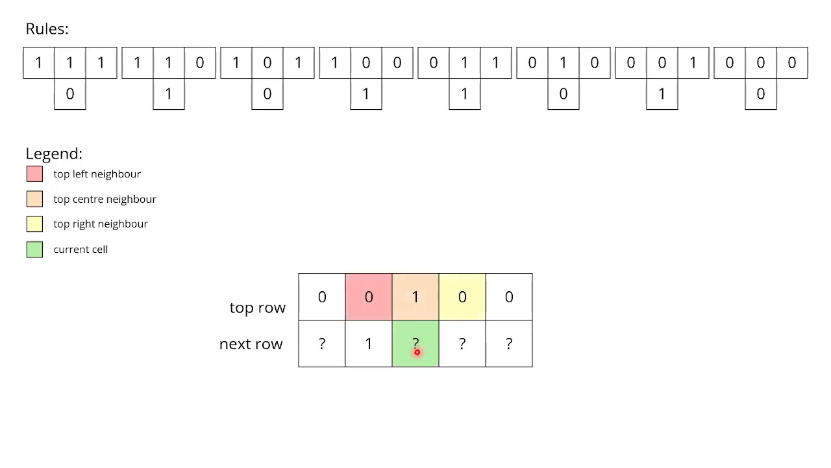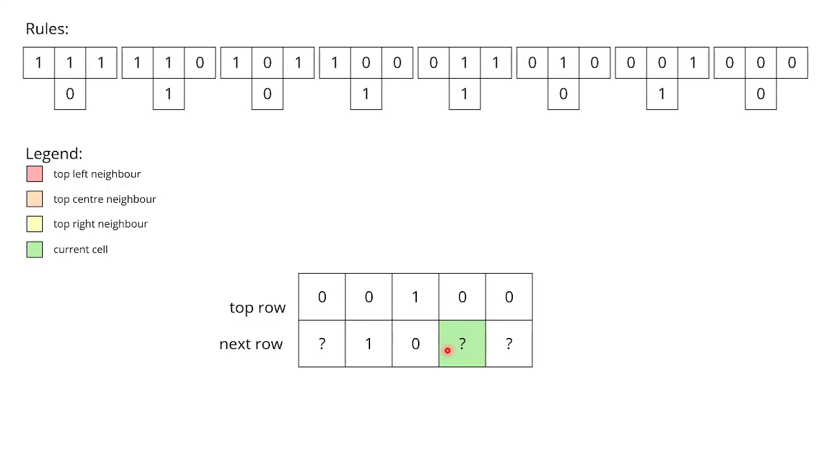Okay, there. Next, we calculate this cell whose value we don't know yet. Okay, so now I have color coded the cells. So the current cell, the top left neighbor, the top center neighbor, and then the top right neighbor. Okay, now let's find in the rules where the 010 is. Okay, there, I have seen it. This is 010. Okay? And then, the value of the green is 0. Right? So we also update the value below to 0.